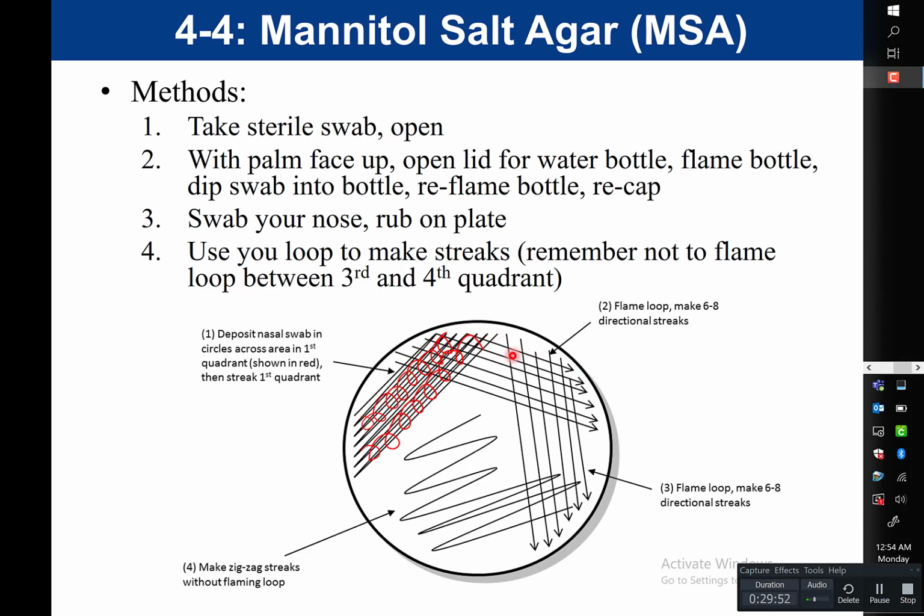Then we do our 6 to 8 directional streaks into quadrant 2. After we do that, we take our loop, we reflame it, we allow it to cool. After it cools, in quadrant 3, we're going to do our 6 to 8 directional streaks. We do not flame between quadrants 3 and 4. We are simply going to take our loop, pull bacteria from quadrant 3 out, go back in. Pull out, go back in, and then we're just going to zigzag down into the open space, making sure not to hit any of our earlier streaks.